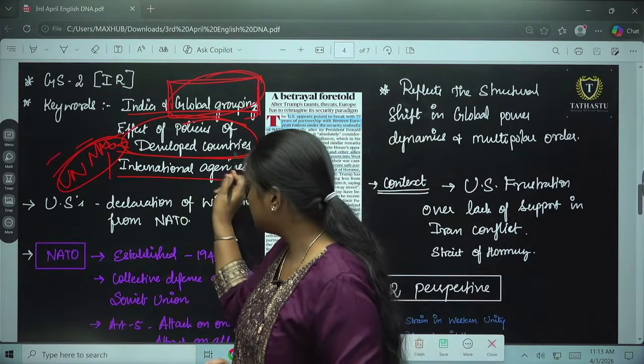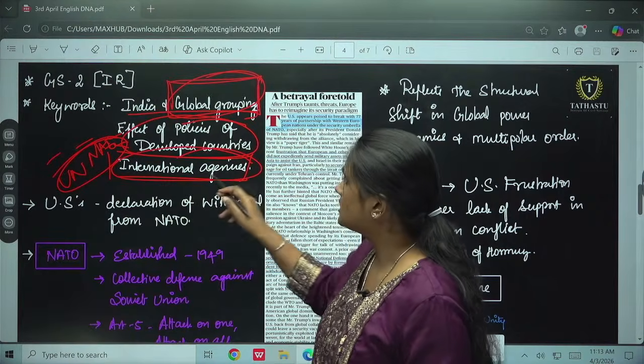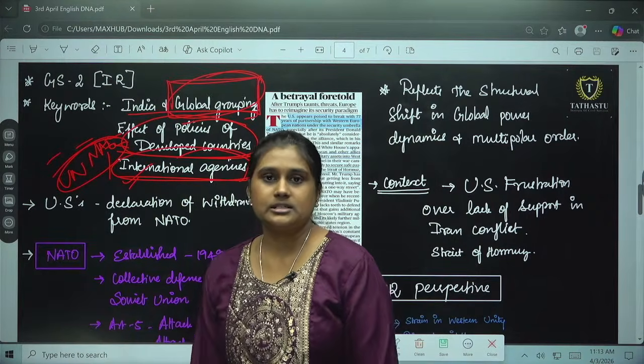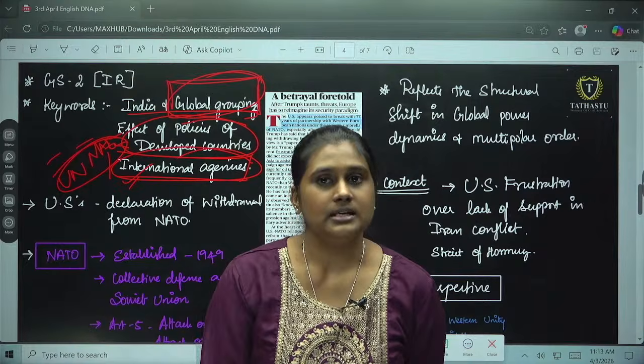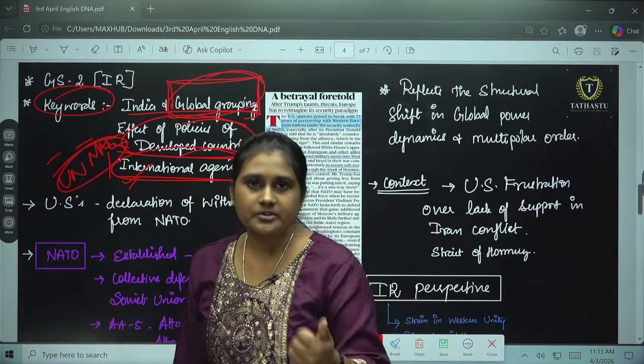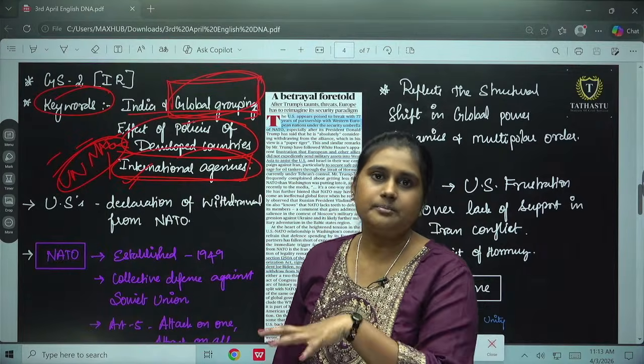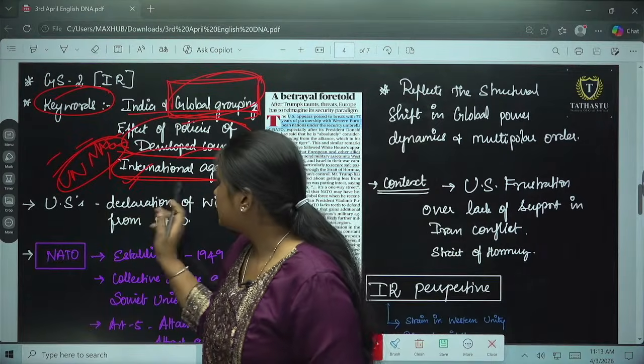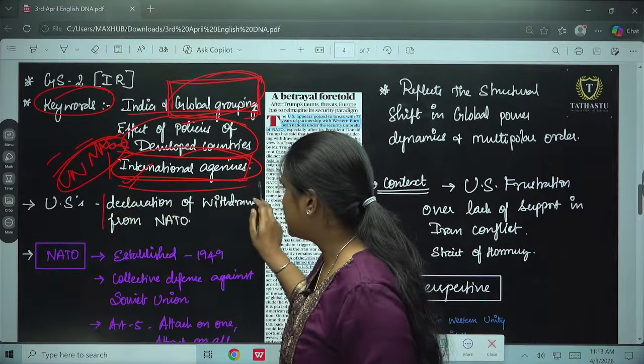So we are seeing all these things in those international agencies and also the policies of other countries. Okay, clear till now? So you should know what we are studying and why we are studying. That's why there is a brief explanation here. Moving on, the crux of it is the declaration of withdrawal from NATO.